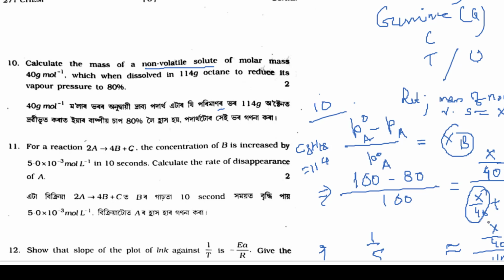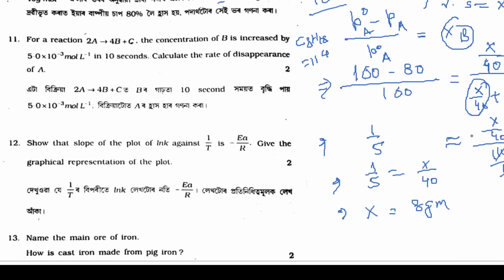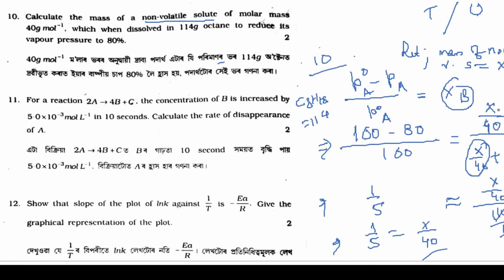So what do we do here? We have to do this again and again. Since we add a very small amount of solute, the term in the denominator we can neglect. Then only this part remains, so x by 40. The x is the mole fraction of solute, that is, moles of solute divided by moles of solute plus moles of solvent. Okay, this is a very simple question, I hope you understood.